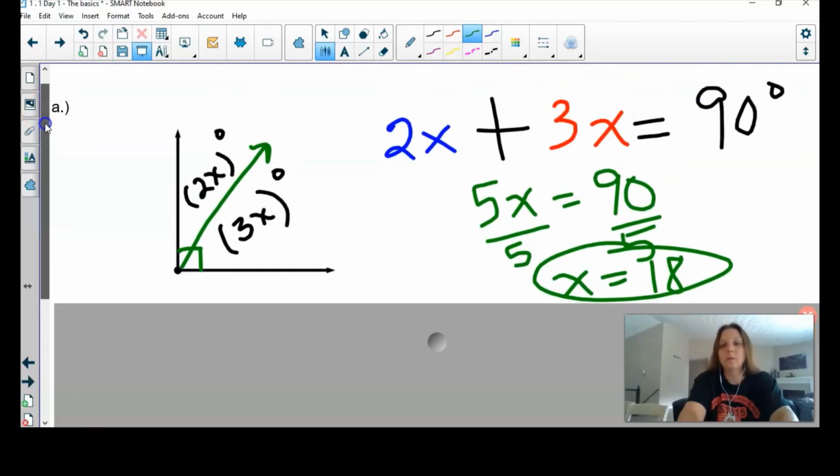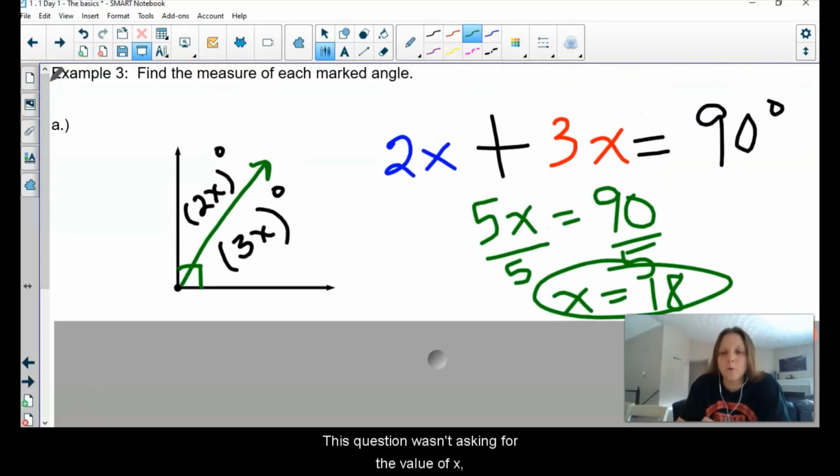Or is it the answer? This question wasn't asking for the value of x, and this is where a lot of people get hung up. They say, oh, I've got it, I'm done. No.